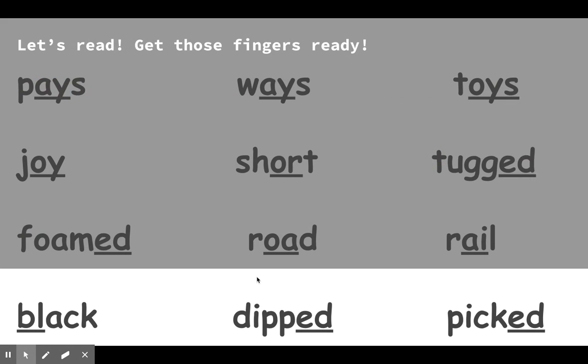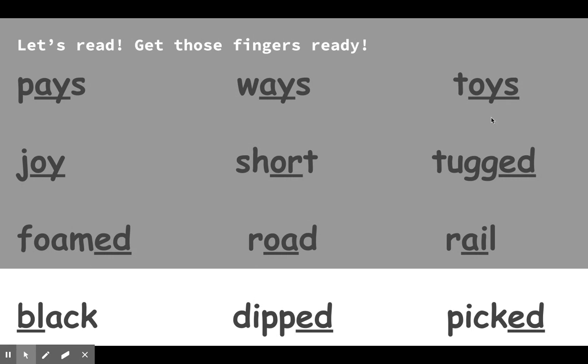Here are some more words with a bunch of sounds that we have practiced that hopefully we remember. So remember that an AY says A. So let's do our first two words. Fingers up. P-a-z, pays. Like she pays the cashier. Notice this S is making the Z sound because of that vowel pair. Here's our next one. Wa-aze, ways.